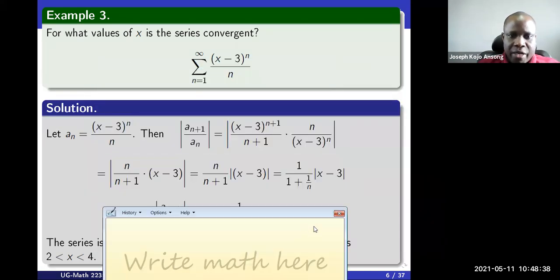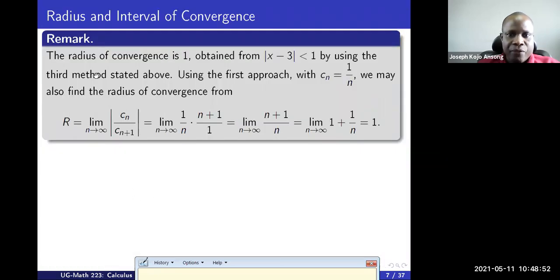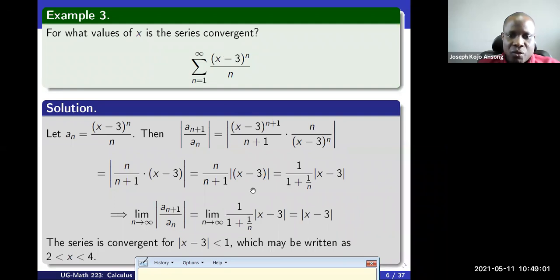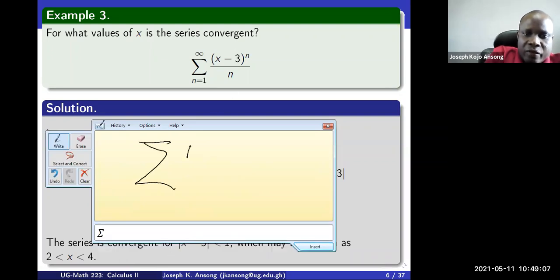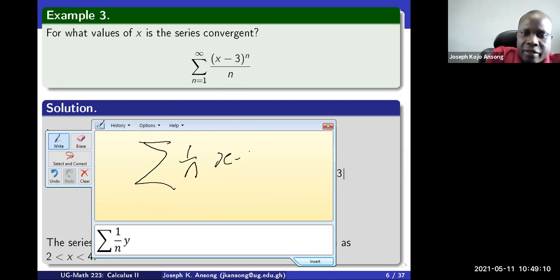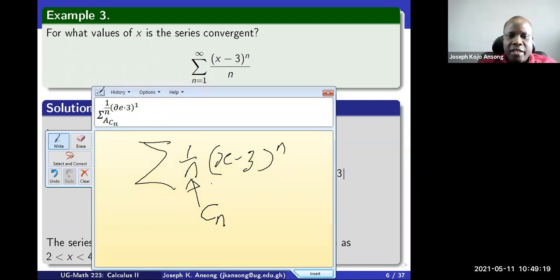Good. So we know the interval. Of course, from the definition of what a radius of convergence is, the radius is 1. Or you could have computed the radius, and then you get an interval from it. This is what we show next. So to compute the radius, our c_n, in this case, is 1 over n. Remember the series is this. The series can be written as 1 over n times x minus 3 raised to the power n. So the c_n term in the general form is this. So your c_n is basically 1 over n.